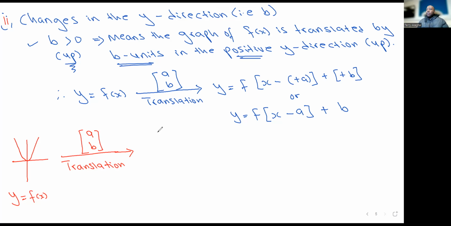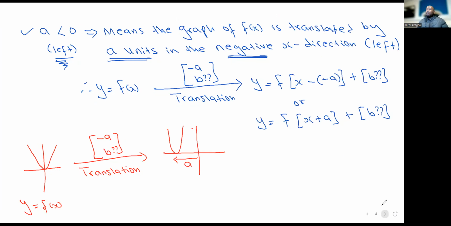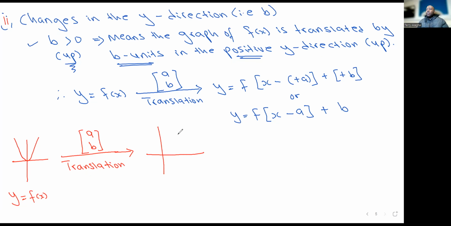So first, we have this graph. Now, A is positive. If you remember, when A is positive, it means the graph is going to move to the right. So for A positive and B positive, maybe I can break it down a bit so that you understand. It means the graph has moved to the right first, like this, by A.